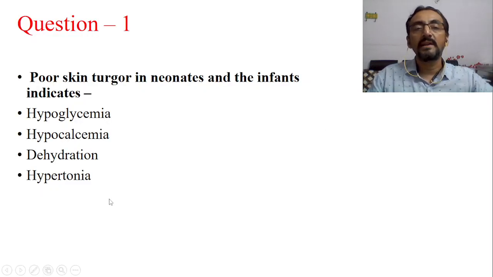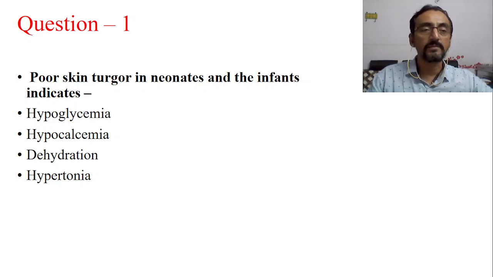Poor skin turgor in neonates as well as in infants indicates dash. When the skin turgor is very poor, in neonates as well as in infants, it actually indicates what? It indicates hypoglycemia, hypocalcemia, dehydration, or hypertonia. So any one of you, which is the answer? Dehydration. Okay, it indicates dehydration.